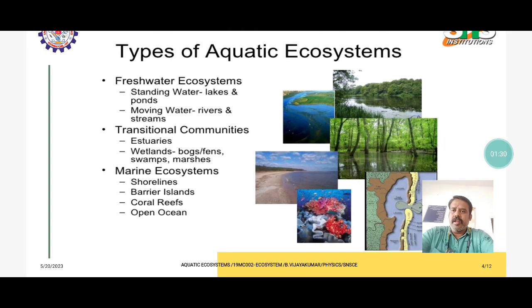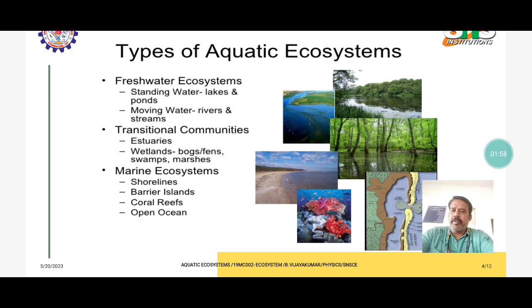The first one is the freshwater ecosystem. Freshwater includes standing water, such as lakes and ponds, and moving water, which is rivers and streams. The second category is the transitional communities. The transitional ones are mostly wetlands, that means bogs, fens, swamps and marshes. These all form the transitional communities.